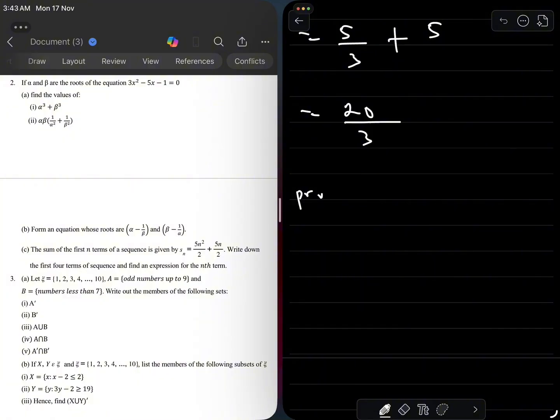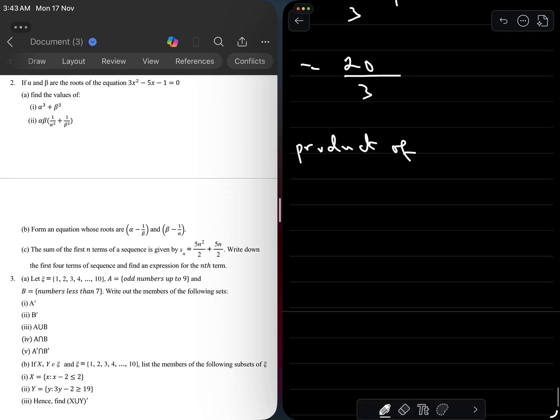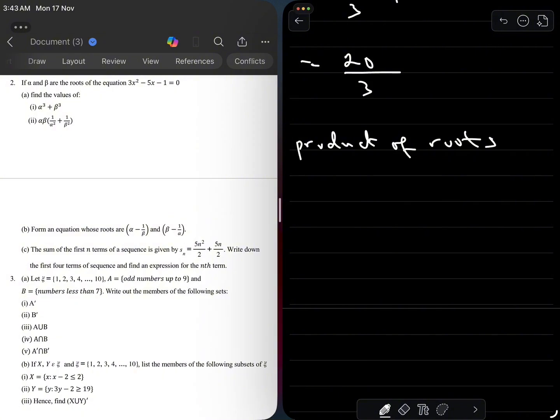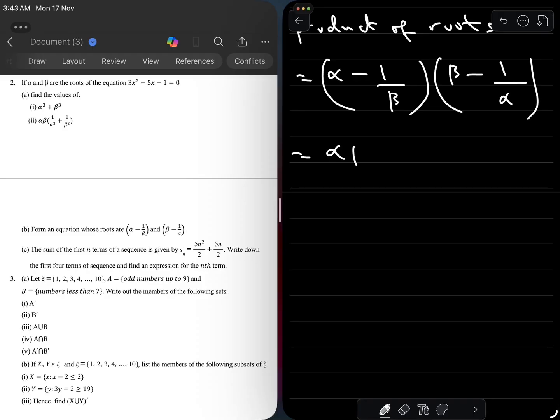They said we should form an equation whose roots are alpha minus 1 over beta and beta minus 1 over alpha. So product of roots is equal to alpha minus 1 over beta times beta minus 1 over alpha. You have to be careful so that you don't stop where you're not supposed to stop when you haven't got the final answer. We are opening the brackets: alpha times the whole of this, and then minus 1 over beta times the whole of this.